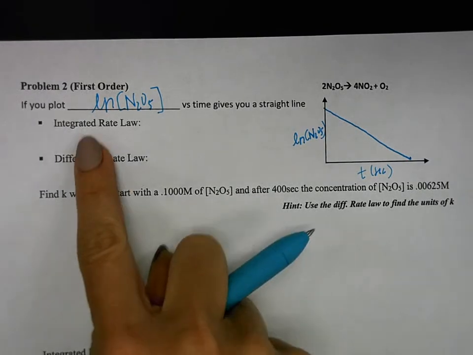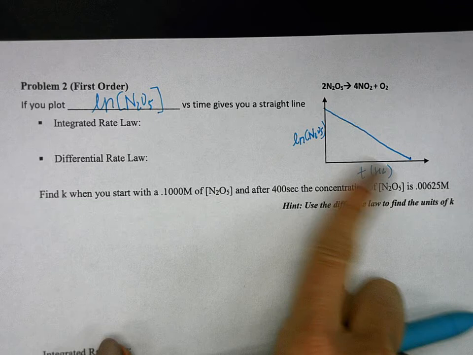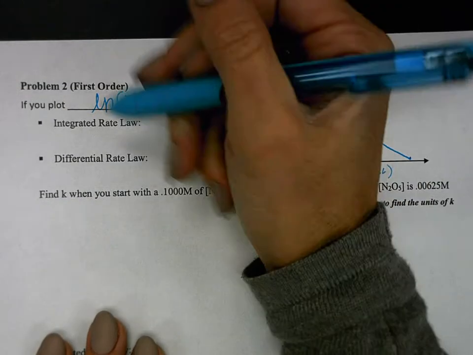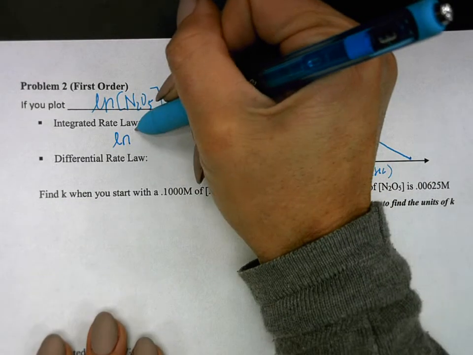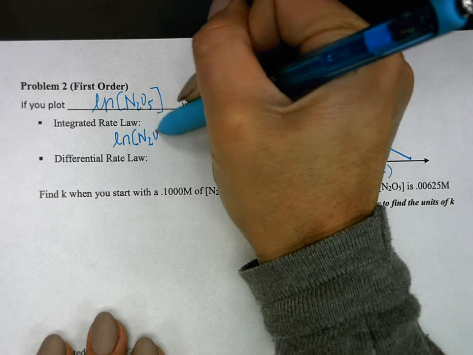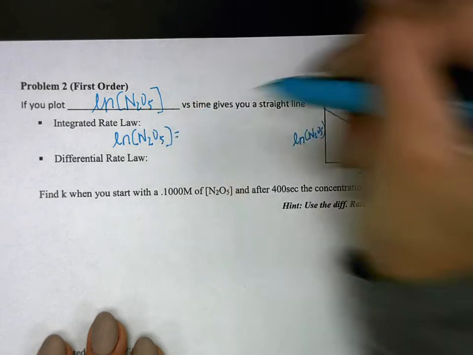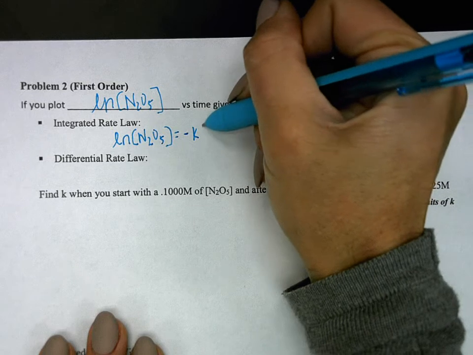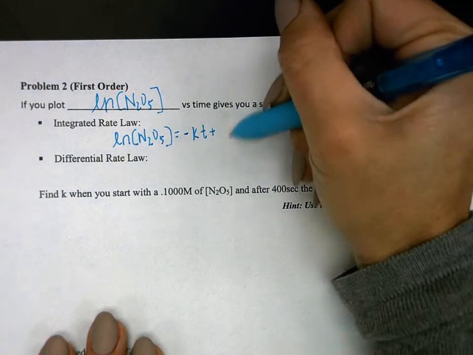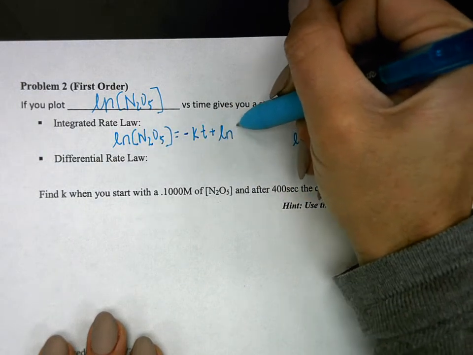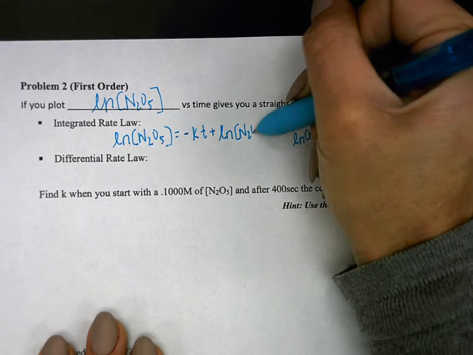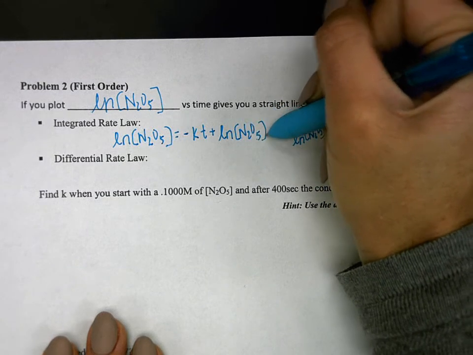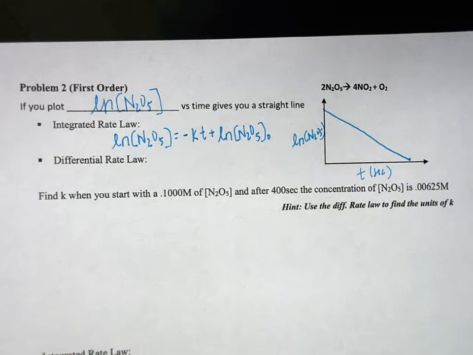Okay, so our integrated rate law, which gives us a straight line, is time dependent. So it'd be the Ln of our concentration of N2O5 equals negative slope, negative k times time, plus the Ln of N2O5, that initial concentration.